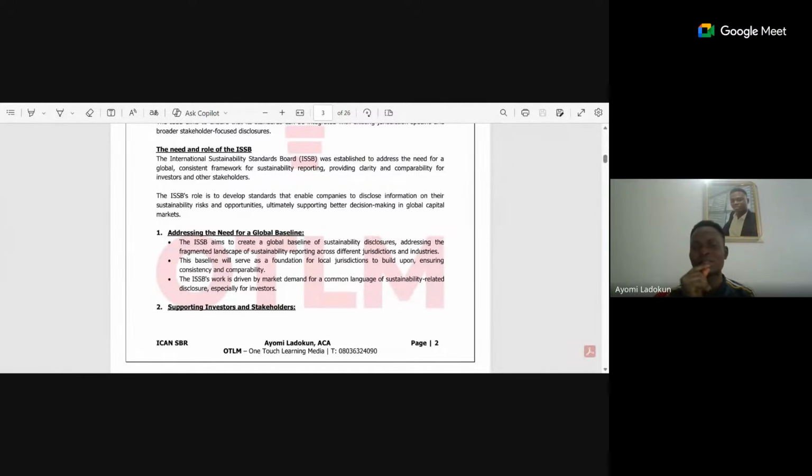The investors want to know what your climate-related risks and opportunities are, so that they can know whether to give you resources, whether to support you, and whether their investments are protected. So they want those disclosures. And that's why it is called a global baseline. That's what that means. Then also, it supports investors and stakeholders.